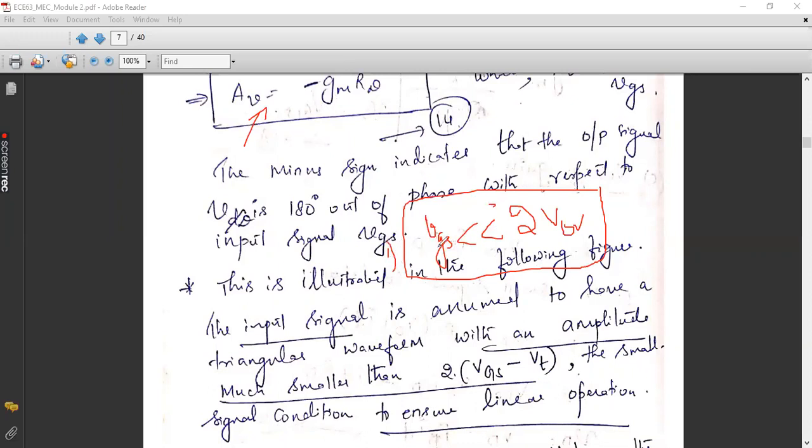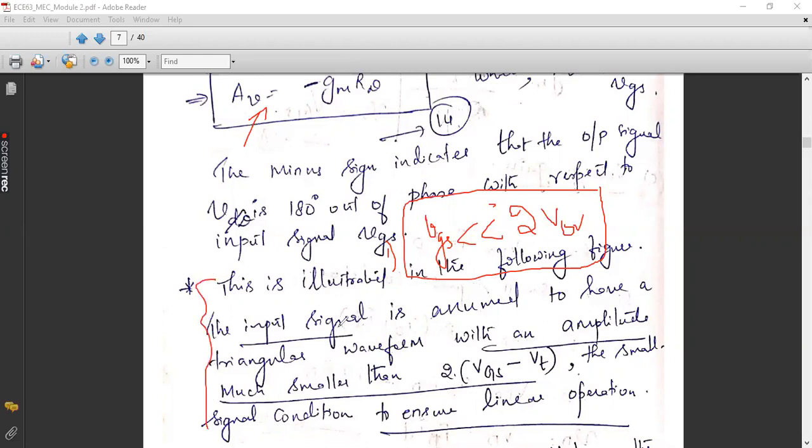Okay. So it is not permissible for the user to give an input of any range. We don't have such freedom. We have some restrictions. The restriction is that the input signal should not cross 2 times the overdrive voltage. If it crosses, what will happen? It will lead to nonlinear distortions, because of which linearity in the amplification will not be achieved. So that is what is mentioned here. You can read out this point.